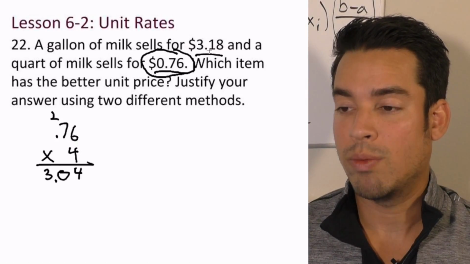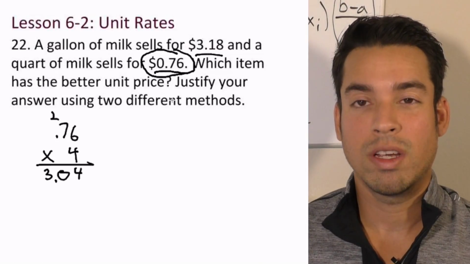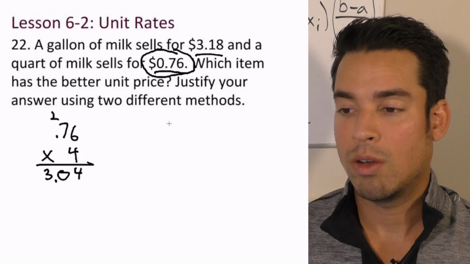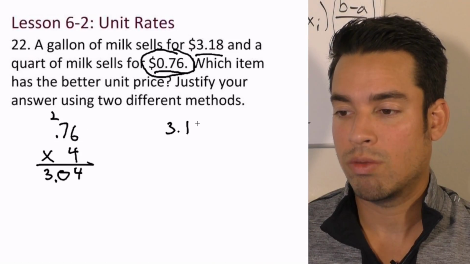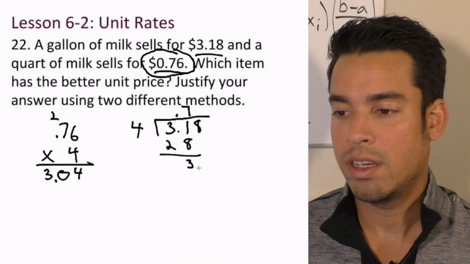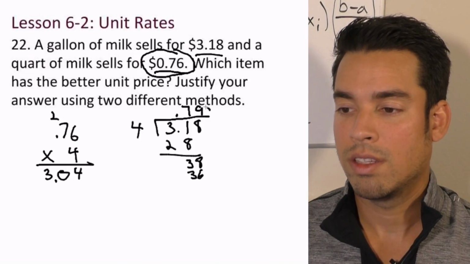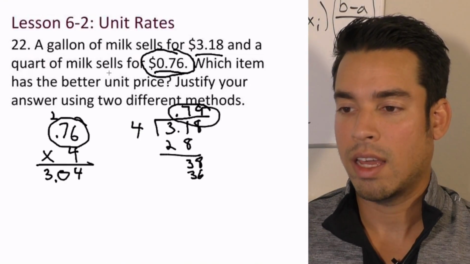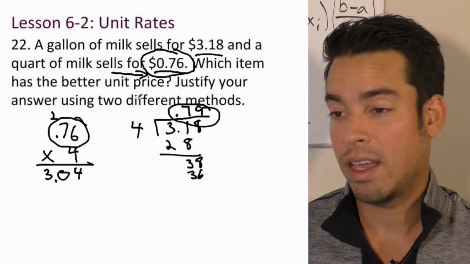Now we can do this the other way. We can turn $3.18 into a price for quarts, and we'll see if it's more expensive than 76 cents. How do we do that? There are 4 quarts in a gallon, so we take $3.18 and divide it by 4. How many times does 4 go into 31? 7 times. 28. 31 minus 28 is 3. Bring down the 8. How many times does 4 go into 38? 9 times. 36. Now we don't even need to go any further. You can see this is 79. This is 76. Once again, 76 has the better unit price, meaning it's cheaper, and done.